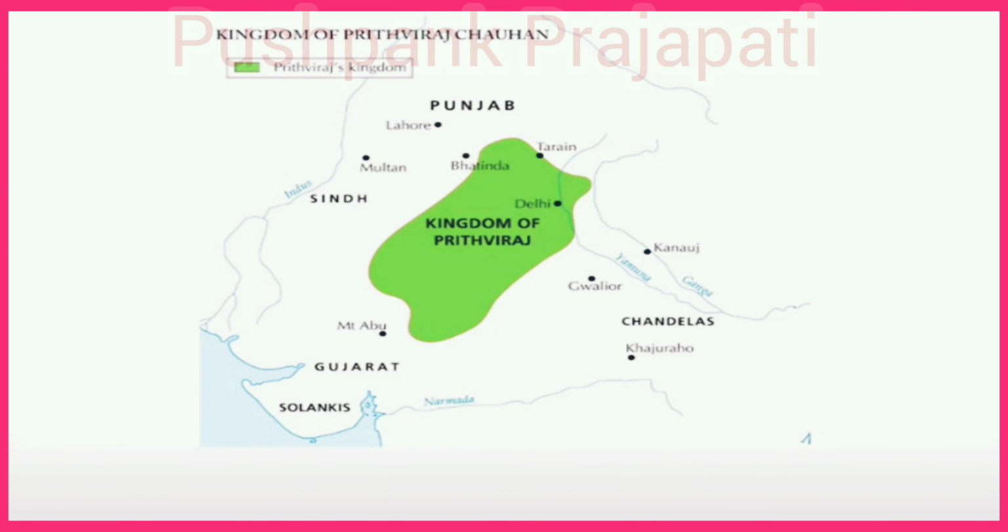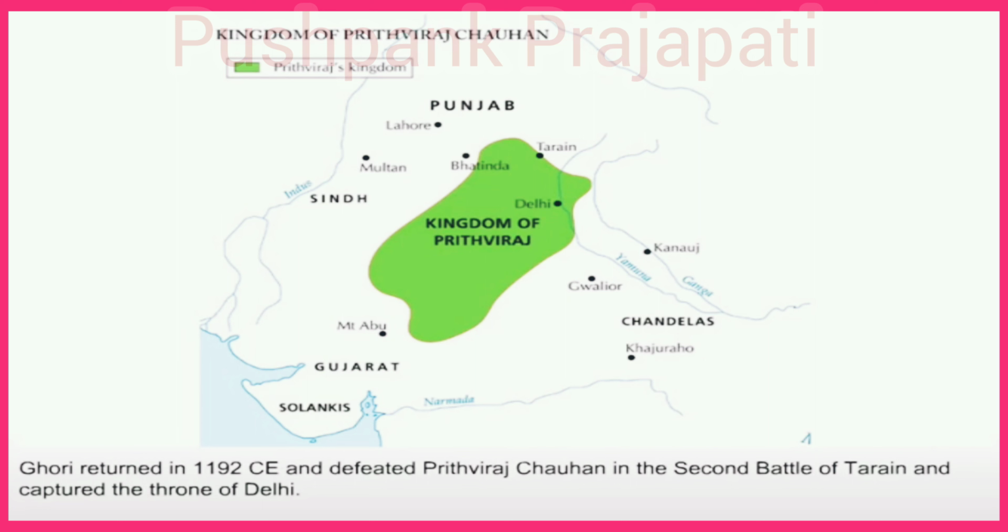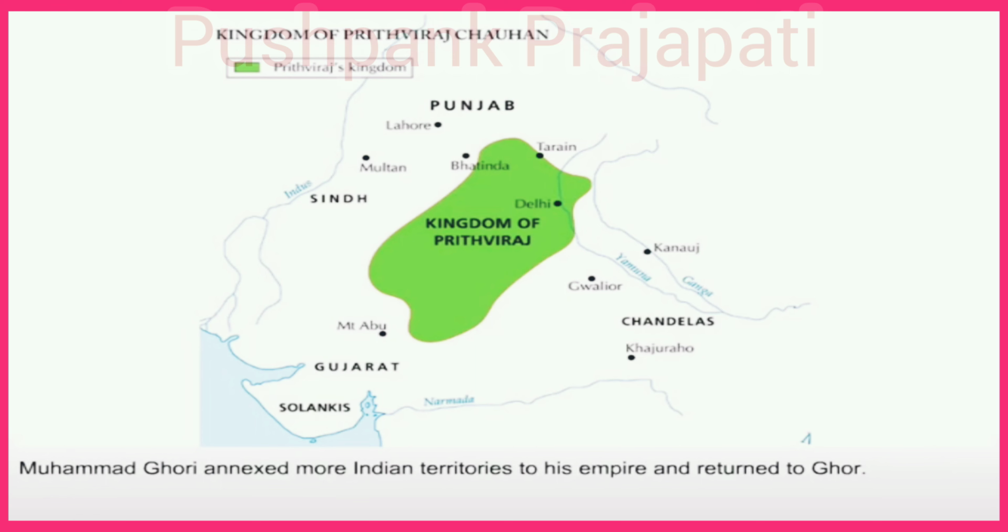Muhammad Ghori was from the kingdom of Ghor in northwestern Afghanistan. He decided to conquer India and enrich his kingdom with India's wealth. In 1191 CE, Ghori attacked Prithviraj Chauhan, the Rajput ruler of Delhi and Ajmer. Prithviraj defeated Ghori in the first battle of Tarain. Ghori returned in 1192 CE and defeated Prithviraj Chauhan in the second battle of Tarain and captured the throne of Delhi. Muhammad Ghori annexed more Indian territories to his empire and returned to Ghor.